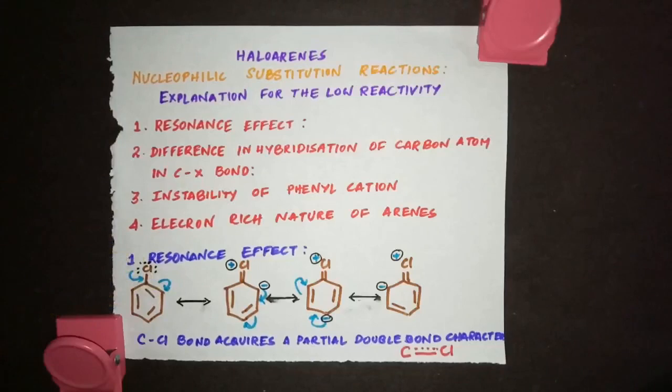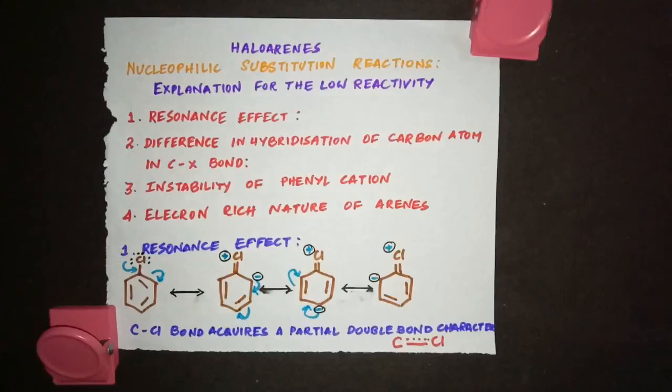This chlorine is involved in resonance. See, the electron pairs on the halogen atom are in conjugation with the pi electron pairs of the ring. So these double bonds are pi electron pairs. So the electron pairs on this halogen are in conjugation with this pi electron. So let's see how this happens.